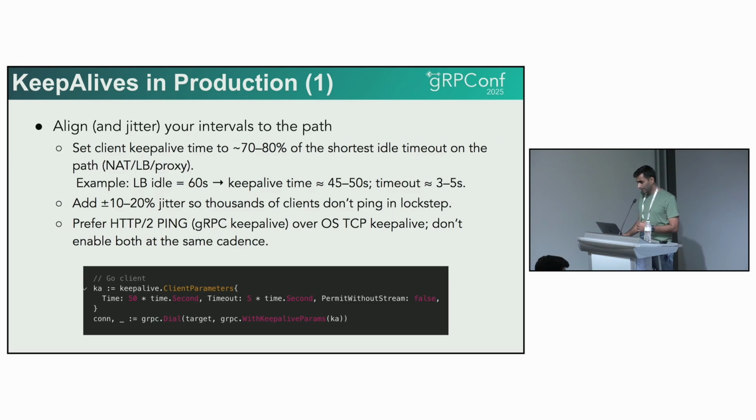And finally, in gRPC we should prefer using the built-in HTTP2 ping for KeepAlives. There's an OS level TCP KeepAlive also, but the gRPC one is lighter weight and more precise. If we want to use them both, we should try not to set them at the same cadence, because then they will interfere with each other and your downstream service is going to see double the noise.